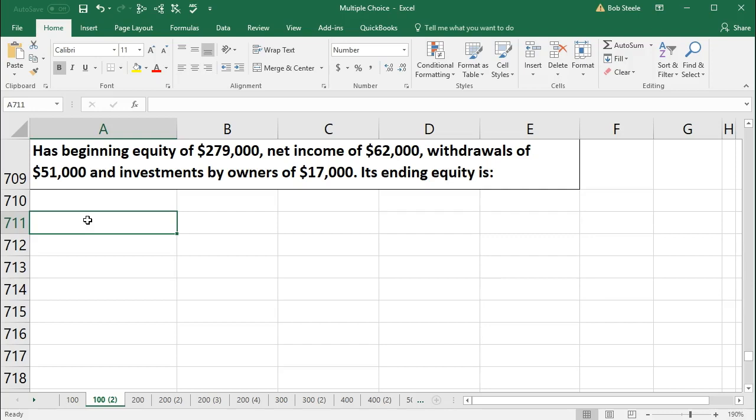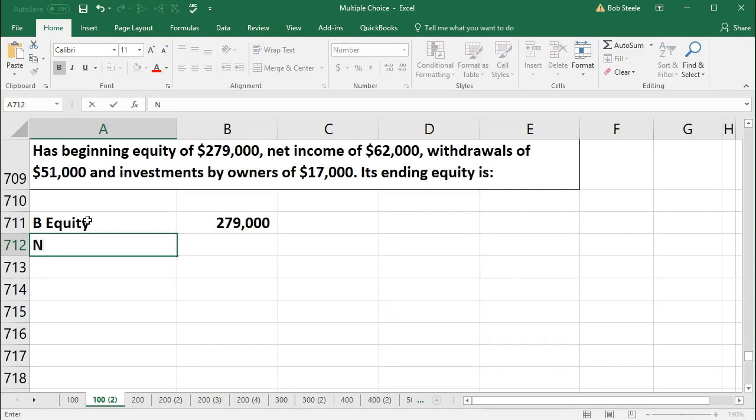So you might want to write down that formula and keep it in mind. That's basically our owner's equity formula. You see a similar calculation when we close out the temporary accounts in the closing process. So I would just say beginning equity, and we're going to say this is $279,000. If you're talking about a corporation, we might be talking about retained earnings.